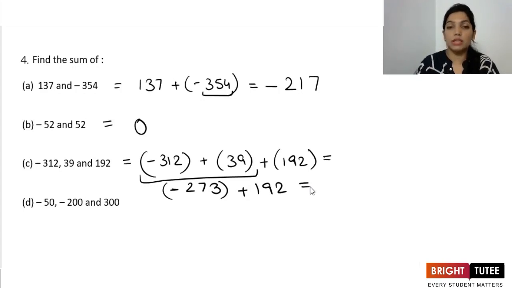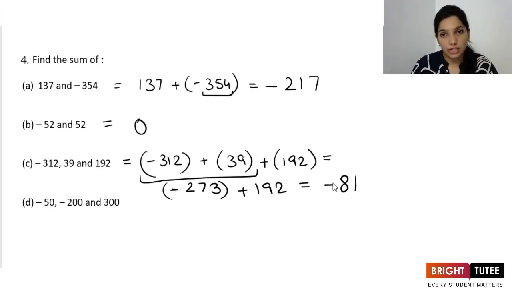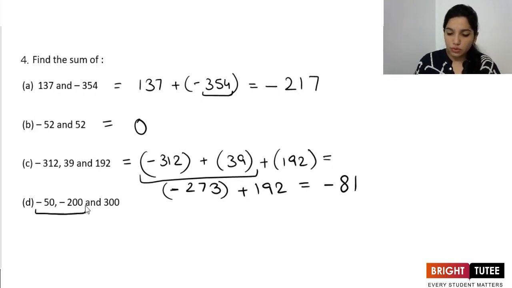Again, we have one integer negative, one integer positive. So what is the difference between the two? It is 81. And the sign we put is negative because 273 is bigger than 192. Now the last one, solving the first two first. Both the integers are negative, so we simply add them. It will be 250, and the sign we'll put is negative because both the integers are negative.